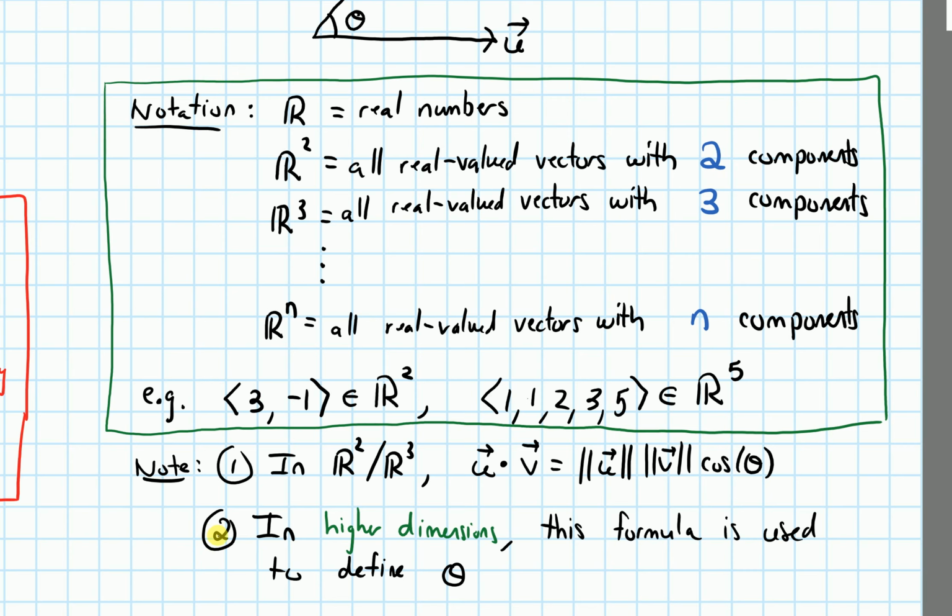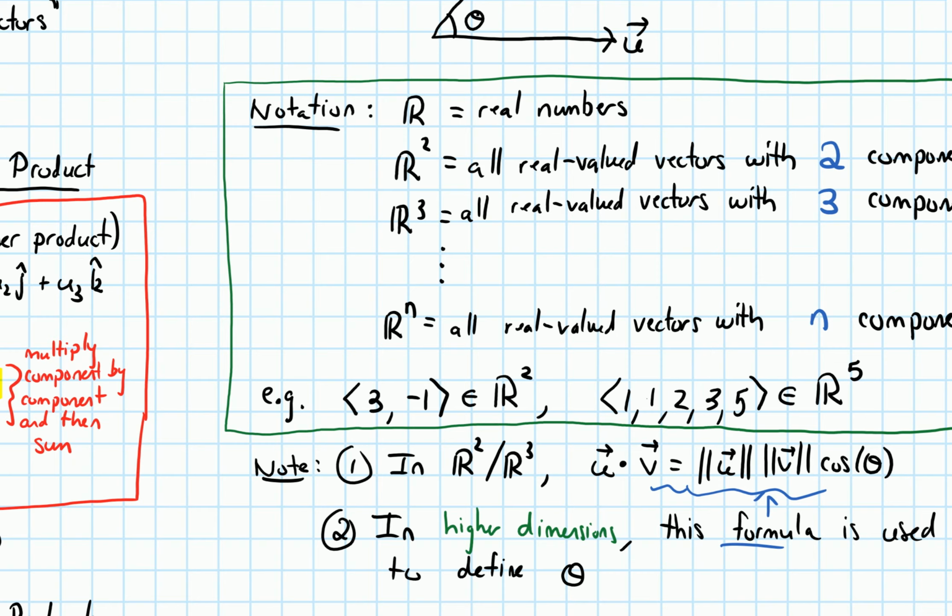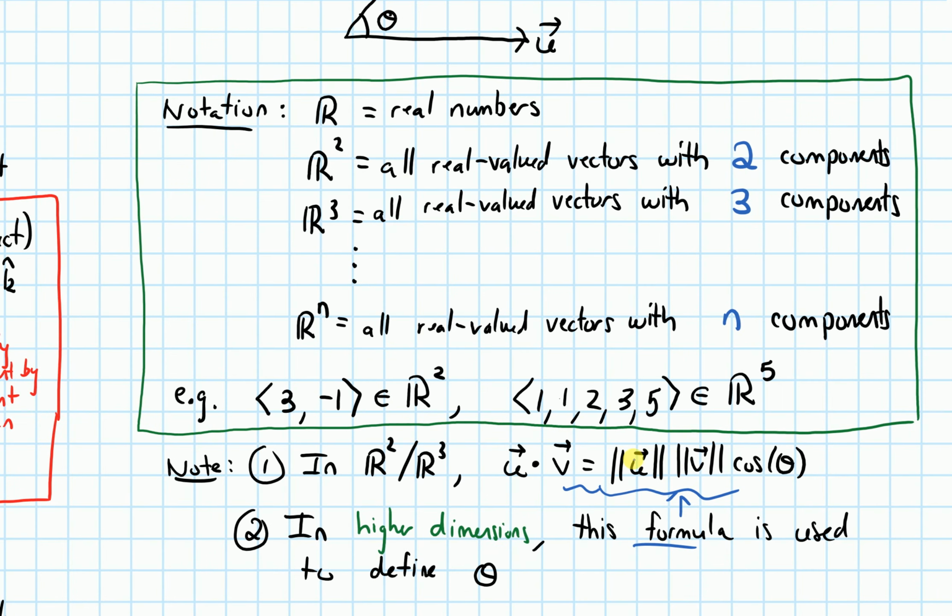In fact, we can't even visualize 2 vectors in higher than 3 dimensions. So in higher than 3 dimensions, this formula right here is actually what's used to define an angle between 2 vectors. Because in higher dimensions, we can still take the dot product of 2 vectors using the algebraic formula over here. And we could take the length of 2 vectors, like the length of U and the length of V, and if we isolate for cosine of theta, we can define what theta would be in higher dimensions.